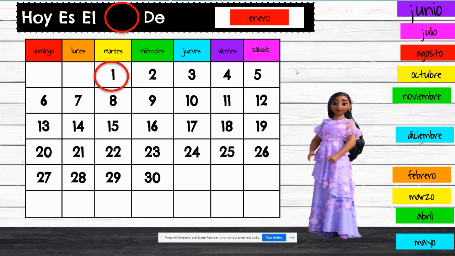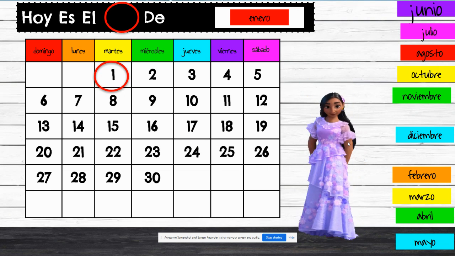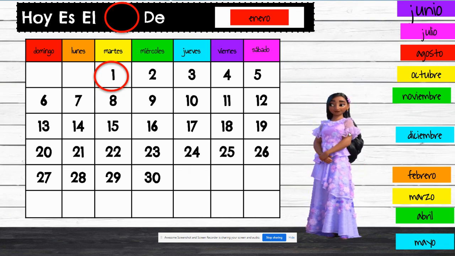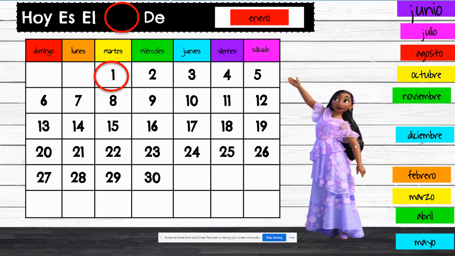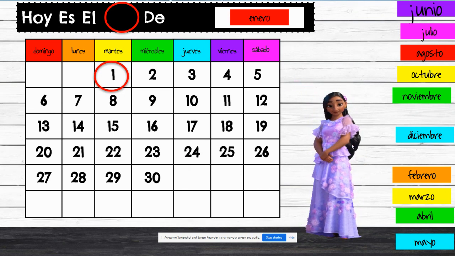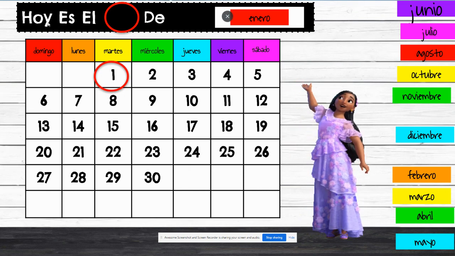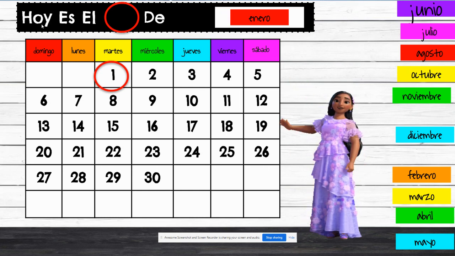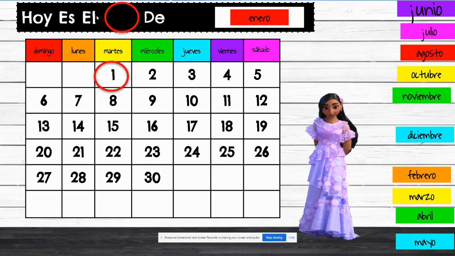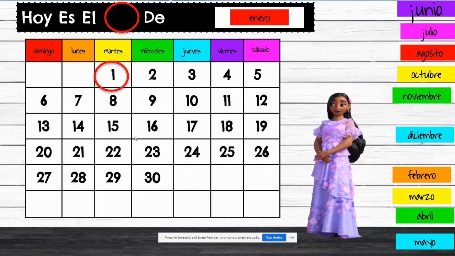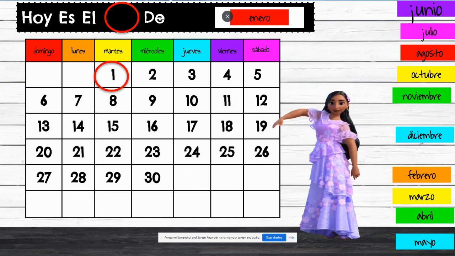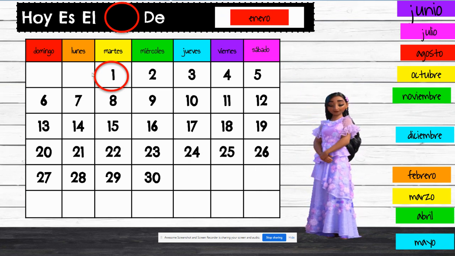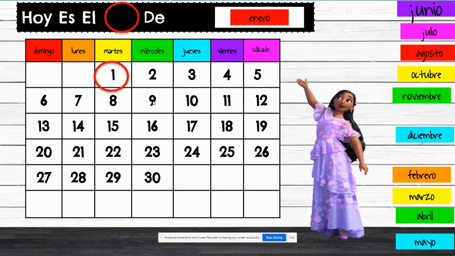¿Cuál es la fecha de hoy? What is the date today? Isabella would like us to practice presenting the date in Spanish. And so how you do the date in Spanish is you always start with hoy es, which means today is the, and then whatever number of the day, and then the word de, and then the month. I just started with the 1st of January.